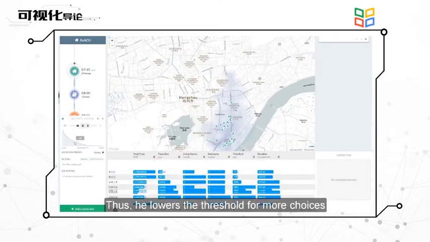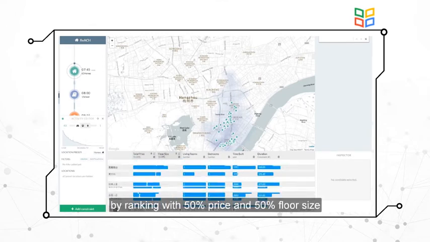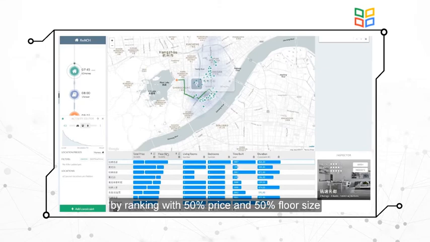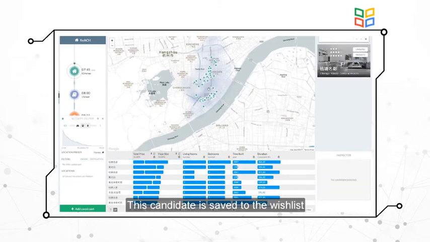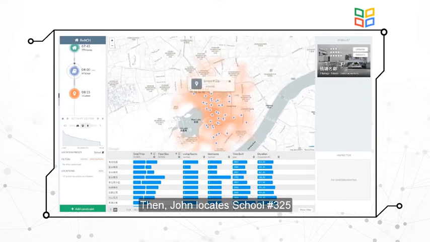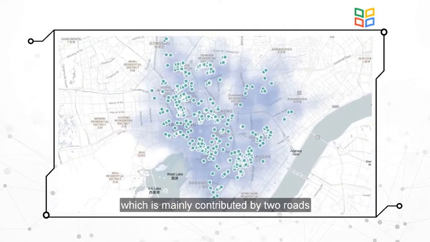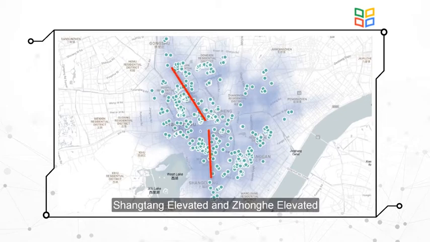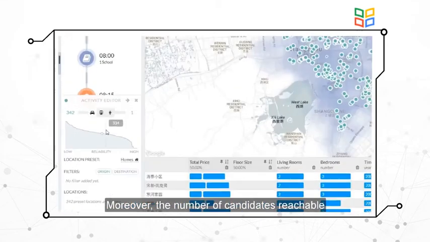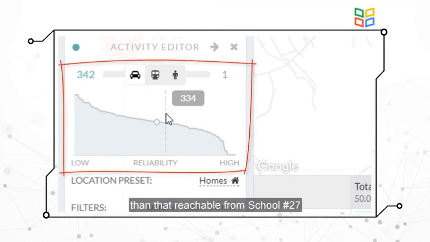Thus, he lowers the threshold for more choices and obtains an ideal candidate, Qiantang Mingdu, by ranking with 50% price and 50% floor size. This candidate is saved to the wishlist for further comparison. Then, John locates school 325 and applies another spatial filter. The heat map reveals the excellent reachability of this school, which is mainly contributed by two roads, Shangtang Elevated and Zhonghe Elevated. Moreover, the number of candidates reachable from school number 325 is more stable than that reachable from school number 27.